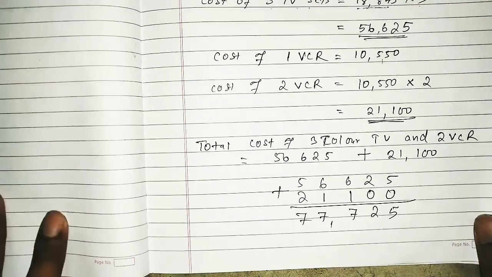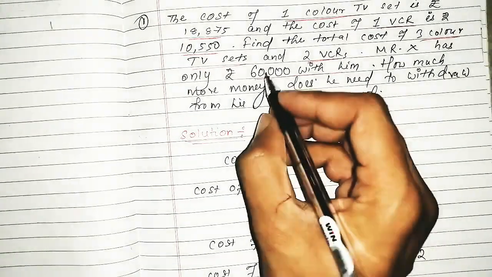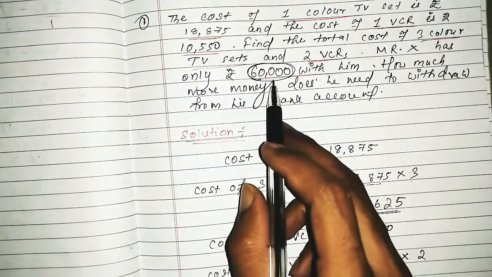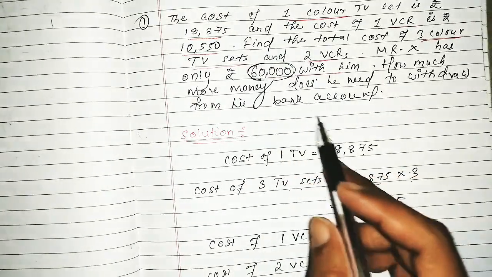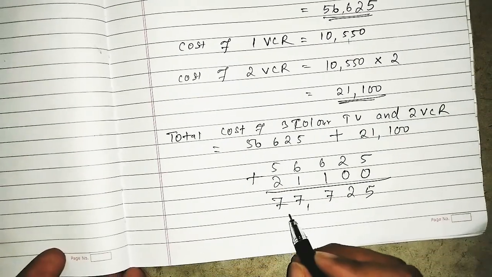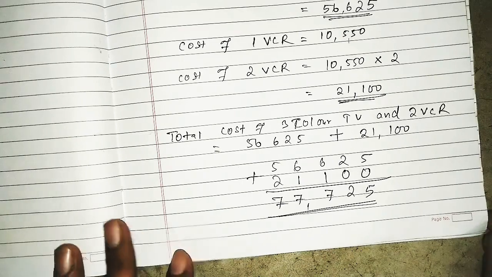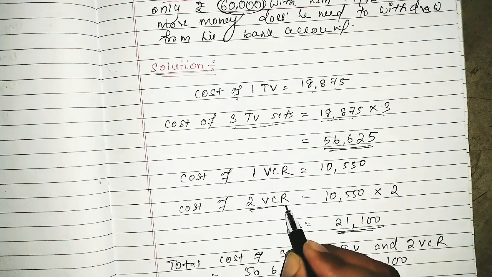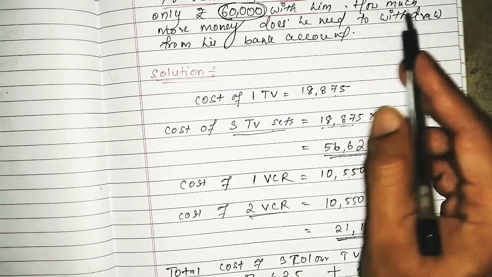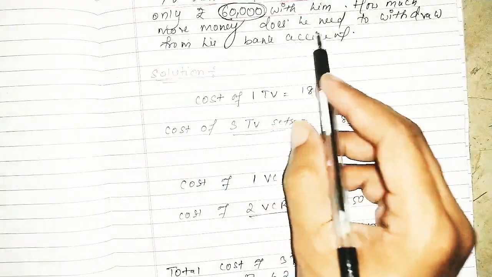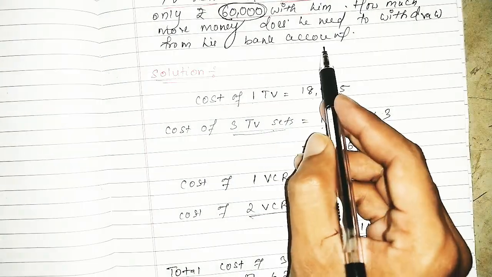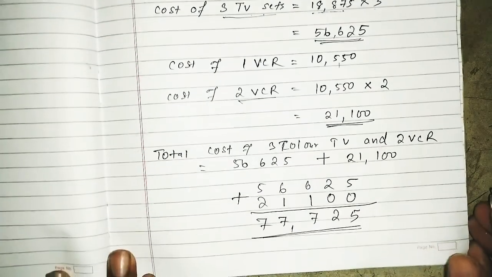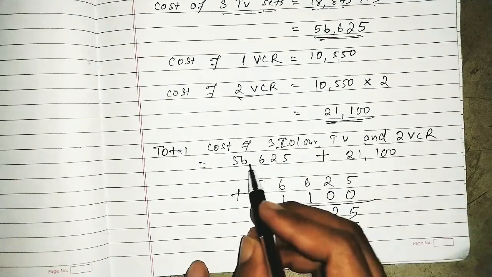And how much money does Mr. X have? 60,000 only, and he has to pay 77,725 to purchase 3 TV sets and 2 VCRs. So the question: how much more money does he need to withdraw from his bank account? He had 60,000, and how much do 3 color TV sets and 2 VCRs cost?